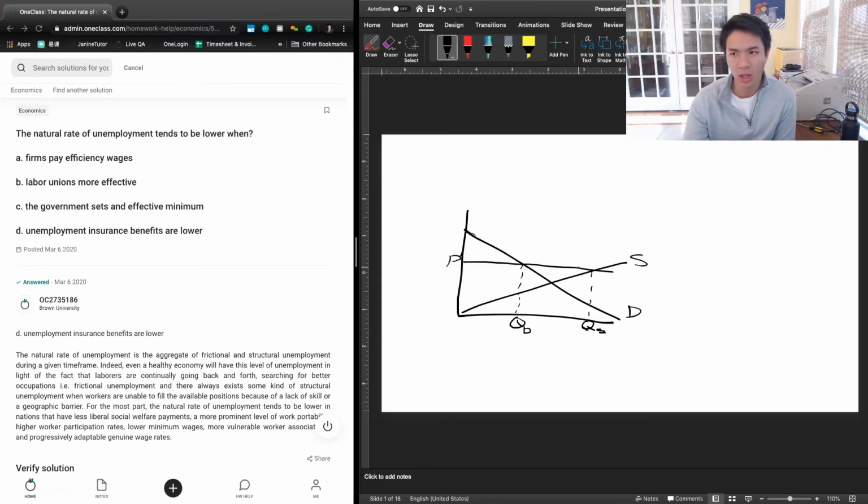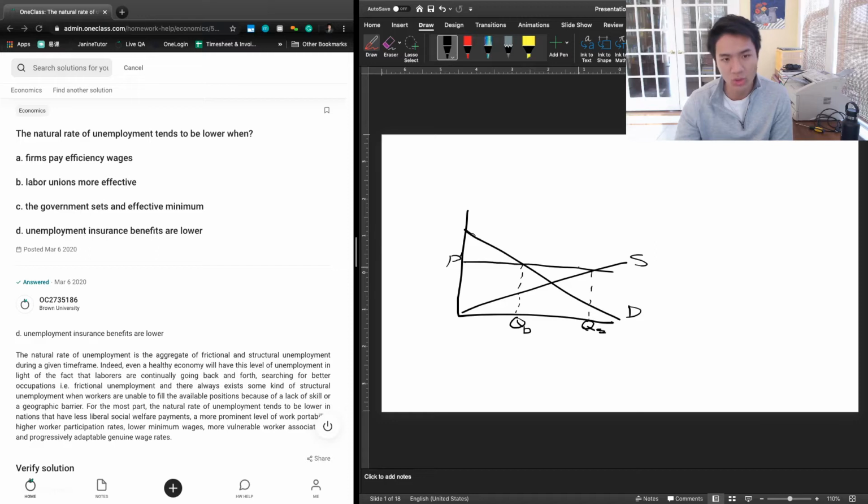If we were to lower unemployment insurance benefits, as choice D suggests, what this essentially does is it reduces the safety net for people who are unemployed, but it increases the incentive for these people to go out and find a job, and basically shortens the job search process. Somebody on high unemployment insurance benefits might take 10 weeks to find a job, whereas someone with low unemployment insurance benefits might only take 8 weeks to find a job or 7 weeks to find a job.